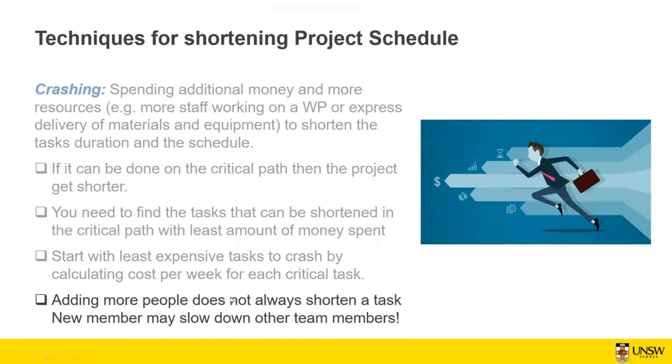The other thing is that adding more people does not always shorten a task. If you, for example, add a new member to a team of experienced people, then probably it's not going to be shortened, because the other people need to spend some time to train the new team member. But if you use a very experienced and very knowledgeable person in order to crash the task, although the cost of that person is going to be higher, it's definitely going to be effective.